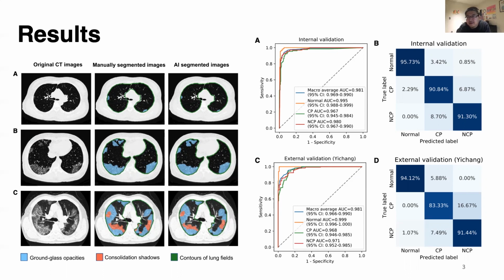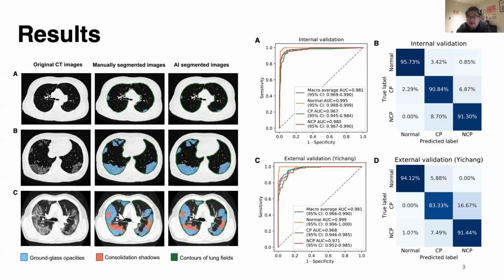Intermediate is defined as a lesion area of more than 25% of the entire lung field. Severe is defined as a lesion area of more than 50% of the entire lung field. And on the right side, from figure A to D, are the receiver operating characteristic curves and normalized confusion matrices of multi-class classifications. The blue curve denotes the macro average of the AUC of one versus the other two classes.